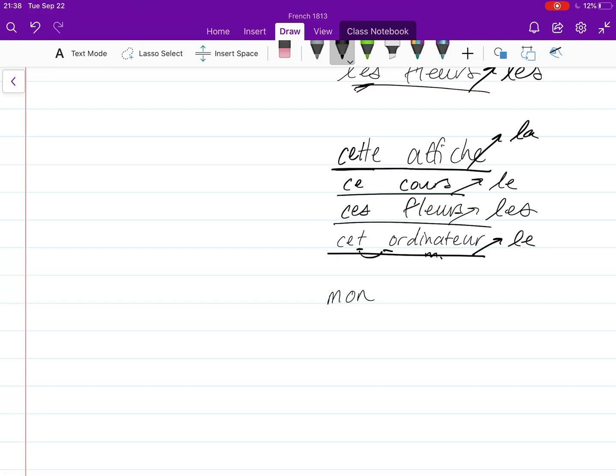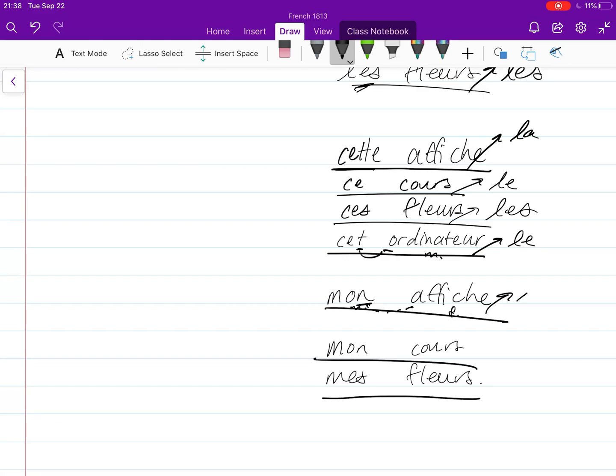I like my poster. The "mon" here looks like masculine even though this is feminine, simply because of the vowel problem. So I had to change it to that. Or it could have been mon cours. Or it could have been mes fleurs. Okay? And similarly, so mon would still become la, this would become le, this would become les.